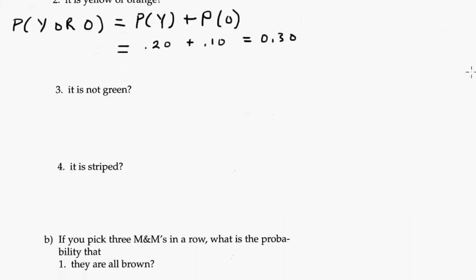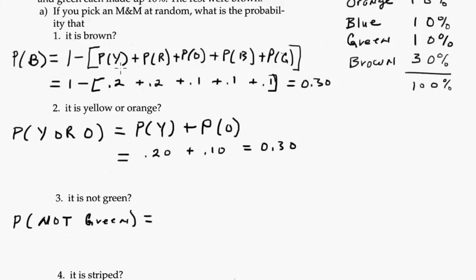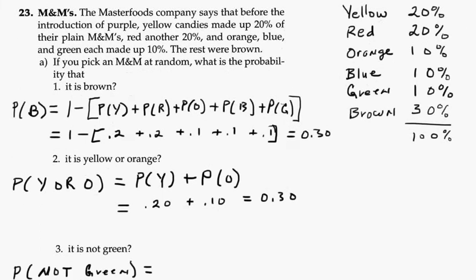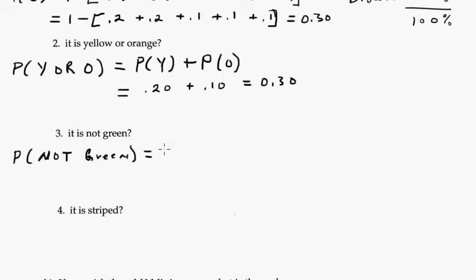Now, what's the probability that it's not green? So we could add up all the colors. We could write this out, only that it's not green. So we would add up yellow, red, orange, blue, and brown. It's pretty straightforward, but an easier way might be to just say it's 1 minus the probability of green, right? And that'll give you all the other ones. So it's 1 minus 0.1, so that's 0.90.